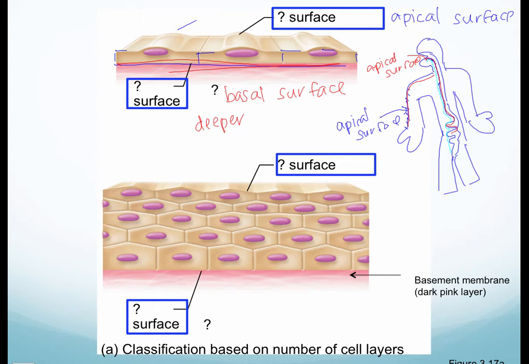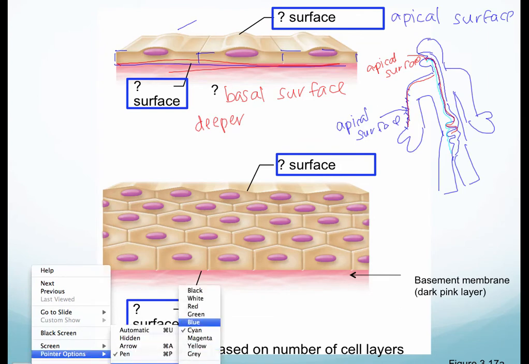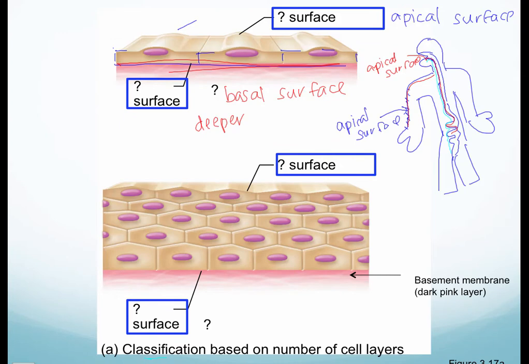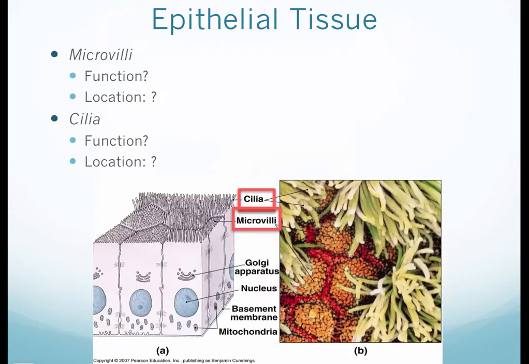Now, we can also classify this epithelial tissue in a couple of ways. We can classify them by how many layers they're composed of. So here you can see a single layer, or they're composed of multiple layers, and also their shape. Okay, so let's get into that in a little bit. But I want to talk more about these modifications at the apical surface. So both of these are modifications at the apical surface.